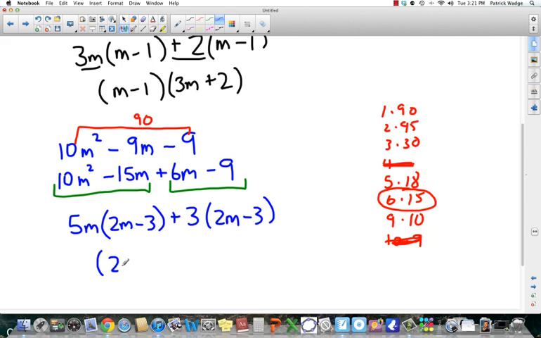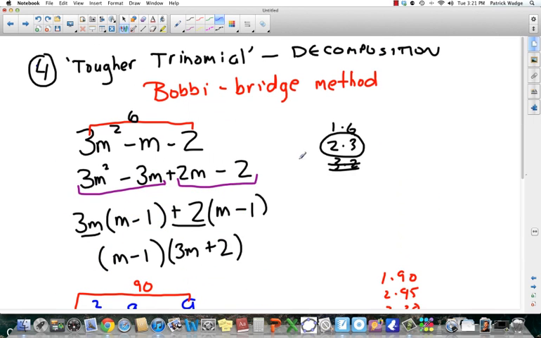So I'll take out the 2m minus 3, and what I'm left with is 5m plus 3. Finished. Okay, I'll say it once more. I know you're sick of it, but please, if you could do everything in your power to learn how to factor, that'd be great. Last thing I'll say is there's other ways to do these, the tougher trinomials, the decomposition, the Bobby-Bridge method. Your textbook shows you other methods.